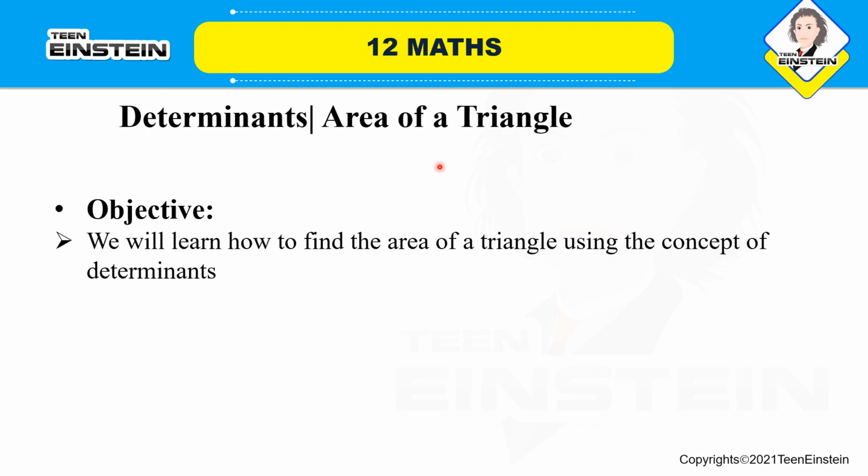Determinants: area of a triangle. The objective of today's class: we will learn how to find the area of a triangle using the concept of determinants. Also, we will find the equation of the line joining two points using the concept of determinants. So, this is the objective of today's class.